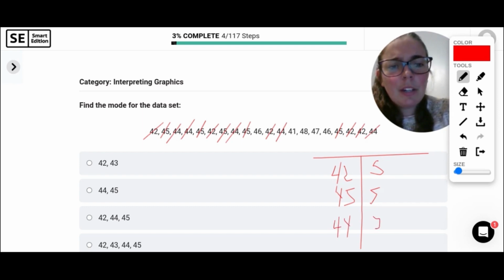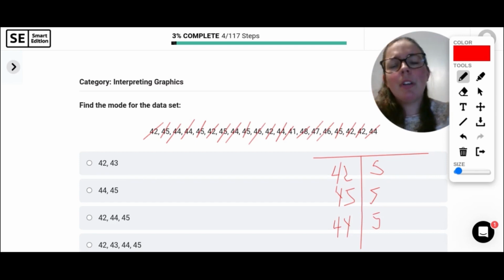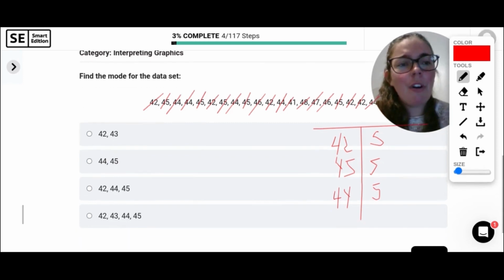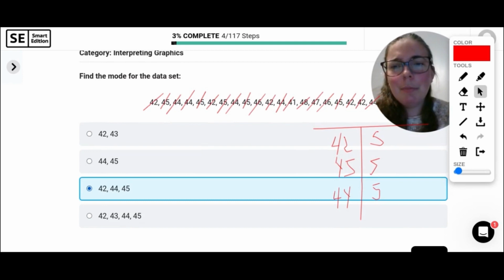And it looks like we got 46, which just happens twice. So definitely not it. 41 is once, 48 is once, 47 is once. All right, so that's it. So when you have a mode, it could be one number, or in this case, you have multiple numbers that happen the same amount of times, and that's the most times you see a number. So these are all the mode. 42, 44, and 45 would all be the mode of this set of data.